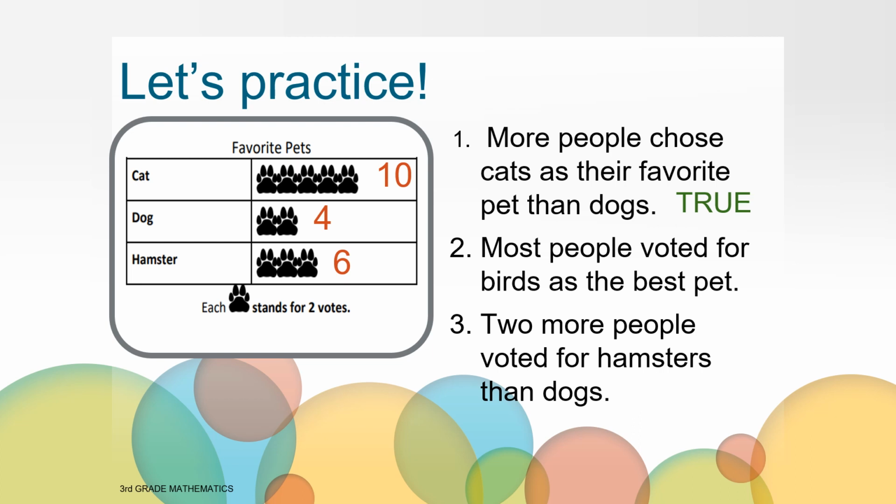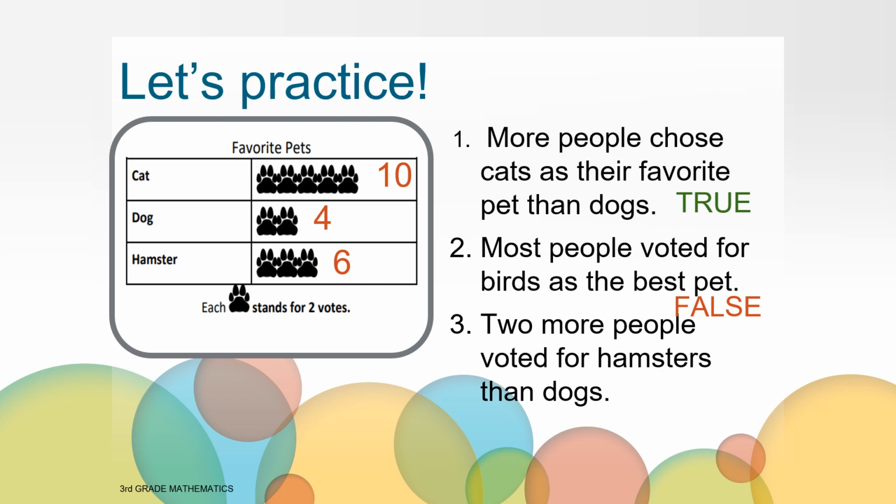Number 2. Most people voted for birds as the best pet. True or false? You're right again. This statement is false. We do not have the data in this graph to tell us about birds. Also, our graph is about favorite pets, not the best pet. We have to be careful to pay attention to the title so we know what question this information can answer.